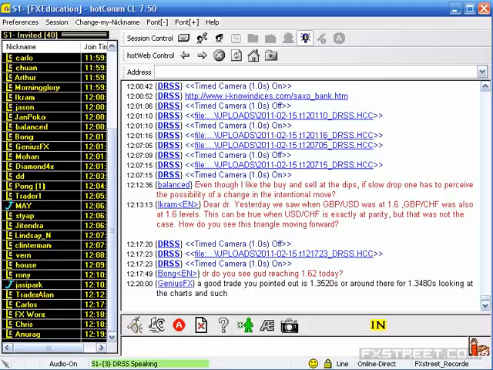Then bond. Do you see GBP reaching 1.62 today? Yeah, there is a likely chance during the late European session we could come across GBP gaining about 100 to 150 pips. Genius. A good trade you pointed out is 35.20 or around there for 34.80, looking at the chart and such.